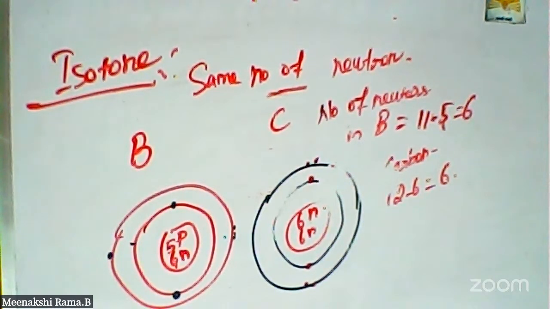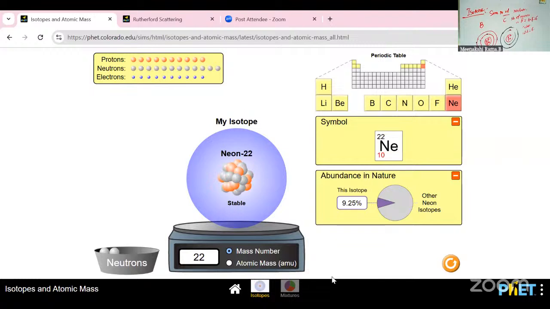Now I'm going to explain one small simulation regarding isotopes. From this simulation, we are going to learn about how isotopes behave. This is the periodic table, which you know very well: hydrogen, helium, lithium, beryllium, boron, carbon, nitrogen, oxygen, fluorine, neon. These are all examples. The symbol here is neon, the mass number is 22, and the atomic number is 10.